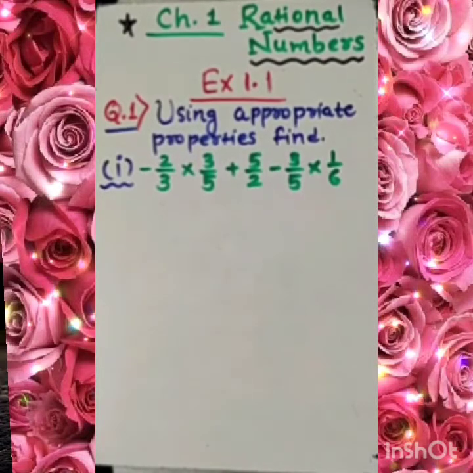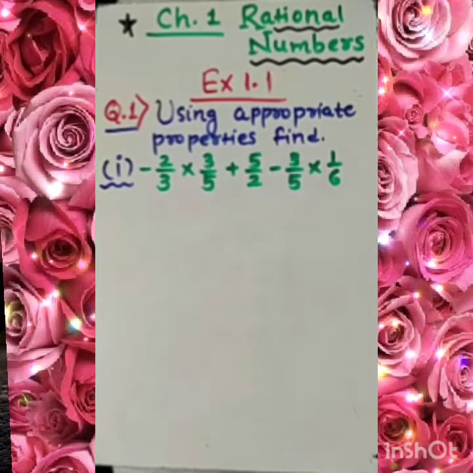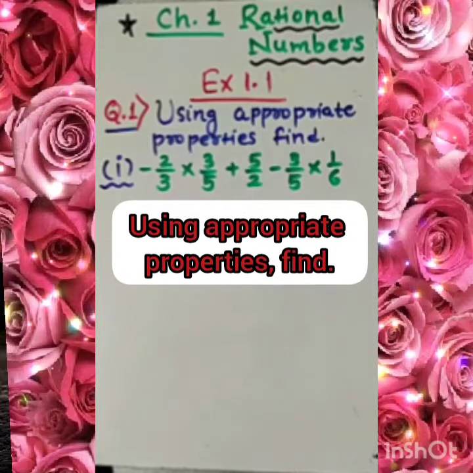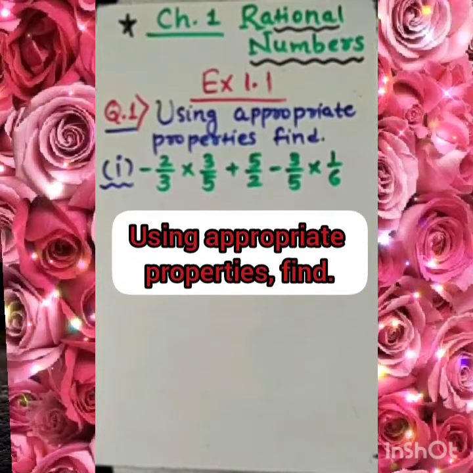So, my dear student, here chapter 1 rational numbers, exercise 1.1 we are beginning. Okay, this is question number 1. Let me read it for you. Using appropriate properties, find. So we need to apply properties of rational numbers also.